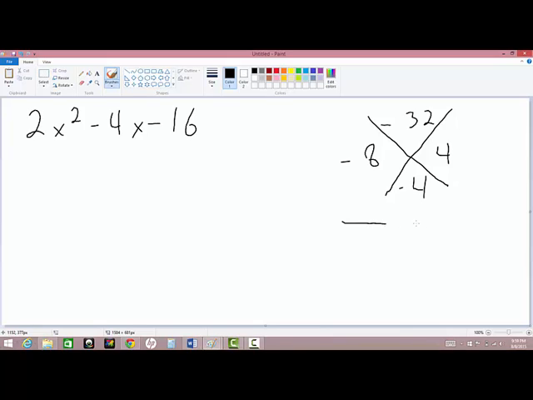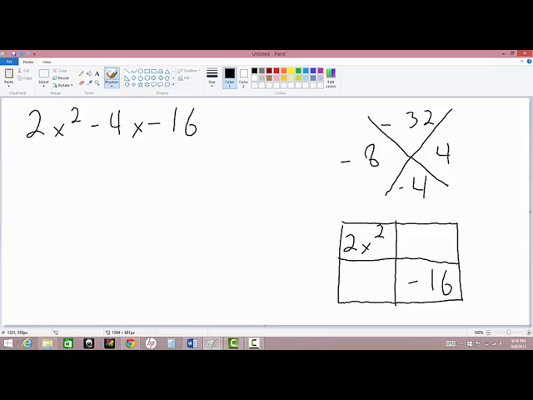Now, there's a reason why I'm going to be putting it over here on this side. I want you to notice what's going to happen here. If we go with the original procedure, 2x squared goes here, negative 16 goes here, negative 8x would go here, and 4x would go here. As long as the negative 8 winds up in one of the corners and 4 winds up in the other, then you're good to go.